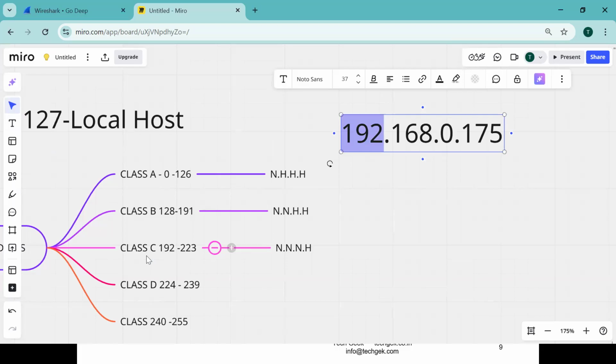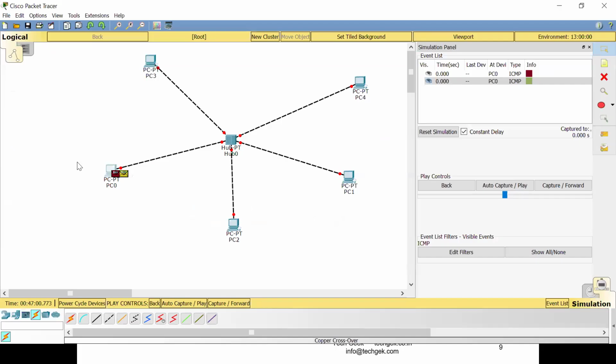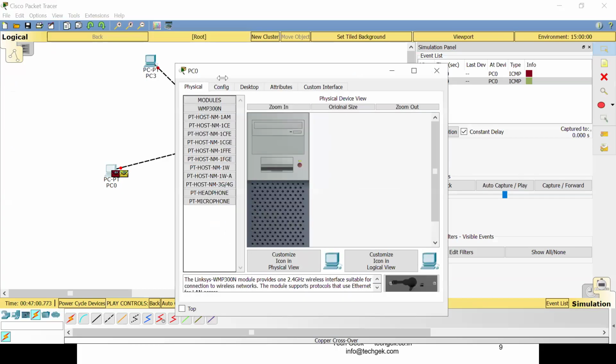Yes, Abdul Rafi. Are you understanding this process? Yes, this is a class C address. So how many networks? One network and three hosts. The same thing: if you see that we have assigned one IP address to my computer here, we can see that we have one IP address here.